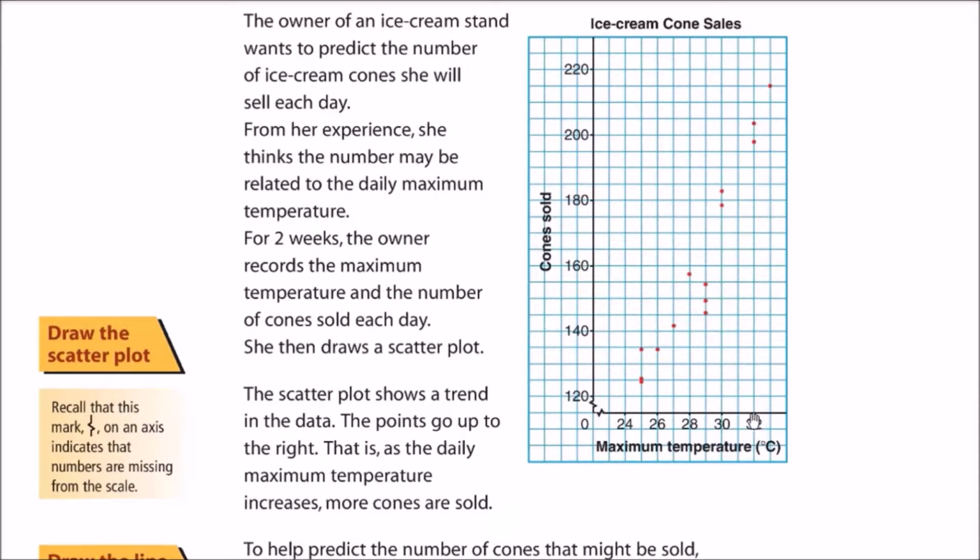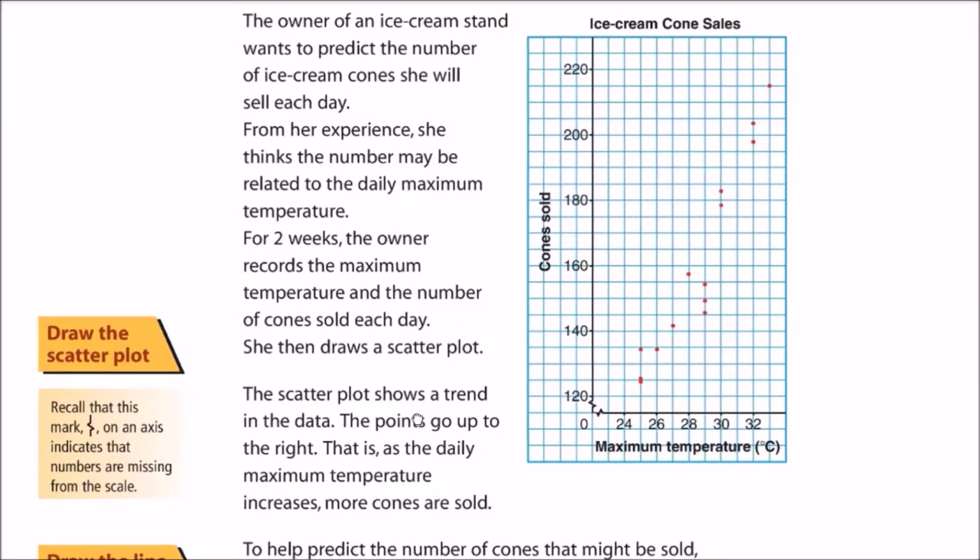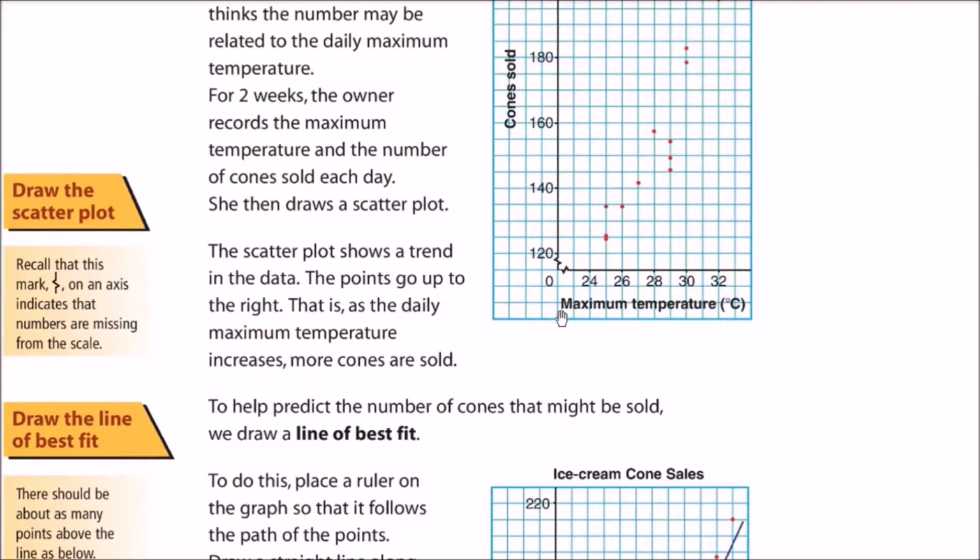But if the temperature rose to 32 degrees, and even after that, say 33 degrees, this is around 215 cones being sold. So this scatter plot shows a trend in the data. As the points go up to the right, that is, as the daily maximum temperature increases, the cones are also being sold in an increased amount.